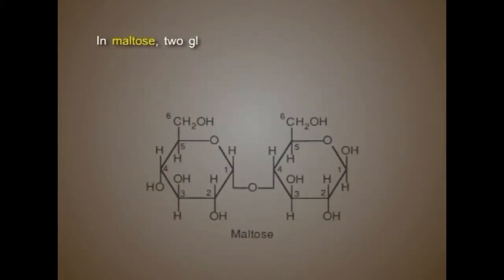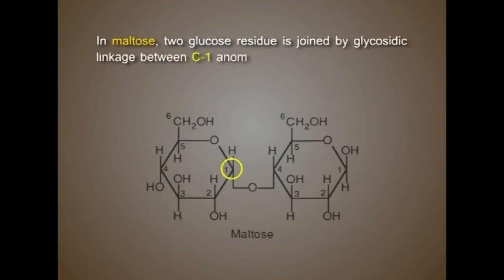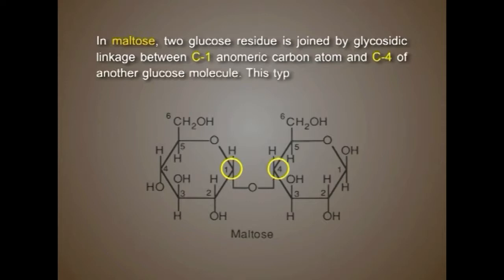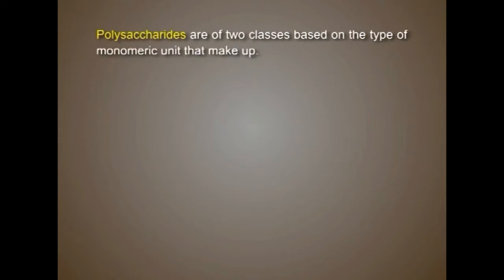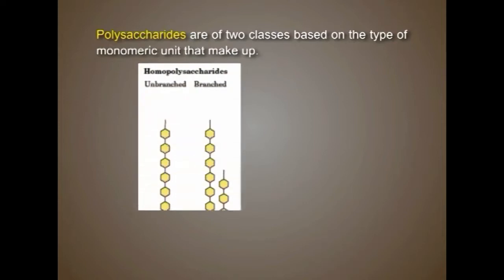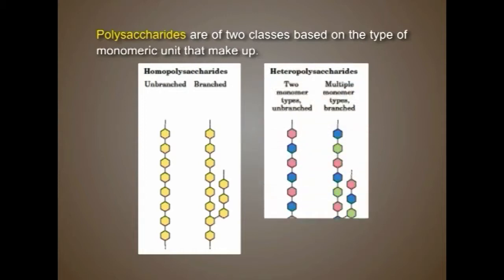In maltose, 2 glucose residues are joined by a glycosidic linkage between C1, the anomeric carbon atom, and C4 of another glucose molecule. This type of linkage is known as an alpha 1 to 4 linkage. Polysaccharides are of two classes based on the type of monomeric unit that makes them up. Number 1, homopolysaccharides or homoglycans, and number 2, heteropolysaccharides or heteroglycans.